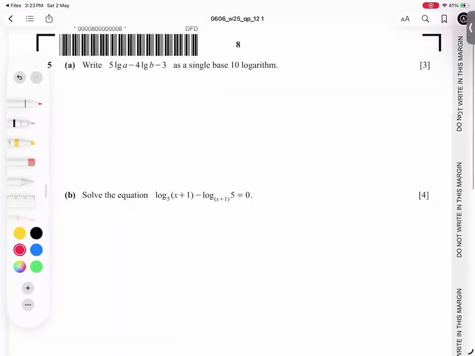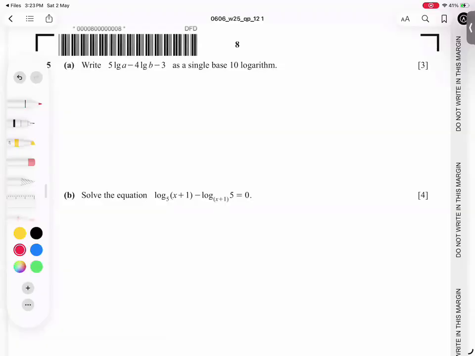Question number 5, students, we have to write this as a single logarithm of base 10. So base 10, and for your information, lg of x is basically log of base 10. Okay, so now we have to write it. First of all, I can replace every lg, remove it. It's not compulsory, but it's good to do. Or you can write it at the end, no problem at all.